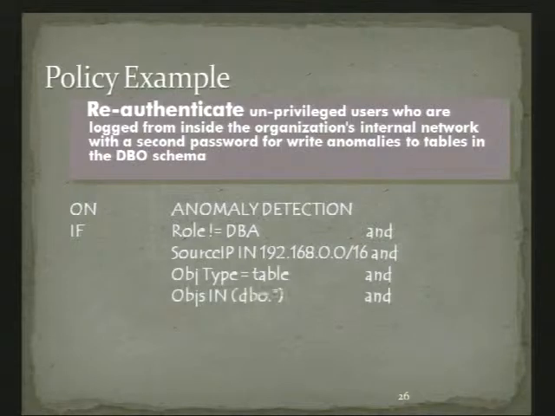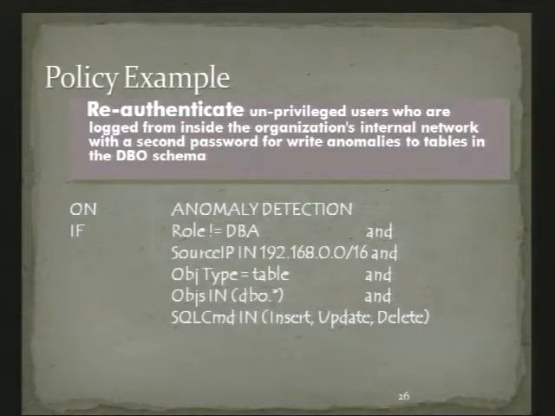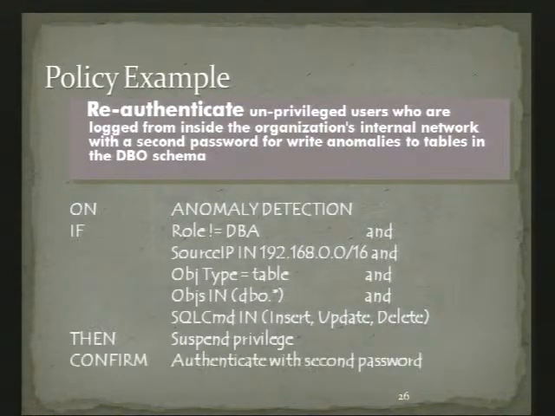An object type is table, and okay, the syntax of the attributes is a little bit different, but I hope you get the meaning here. And objects in this particular schema, and the SQL command, because you are looking at write anomalies, so we say insert, update, delete. Then the initial action is to suspend the privilege, and confirmation action is re-authentication with a second password, and the alternate action is otherwise to disconnect the user.